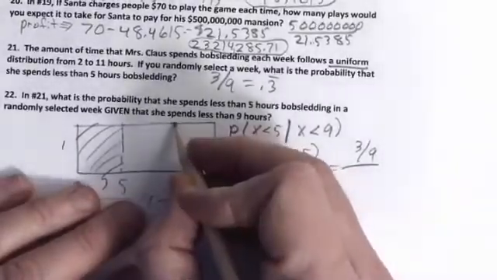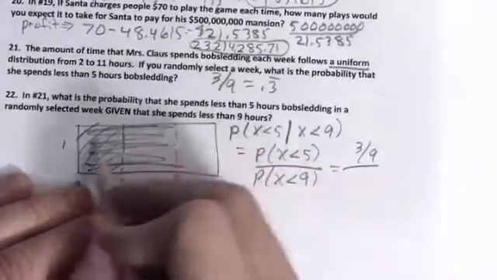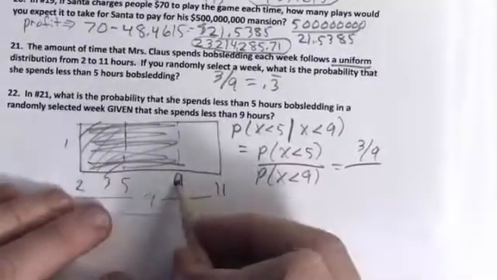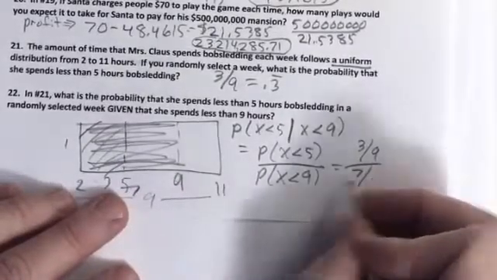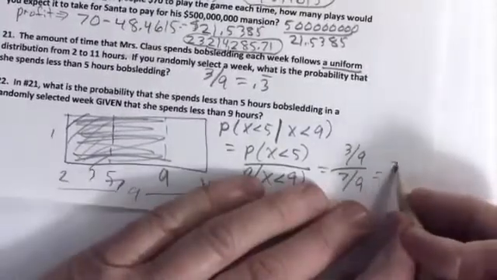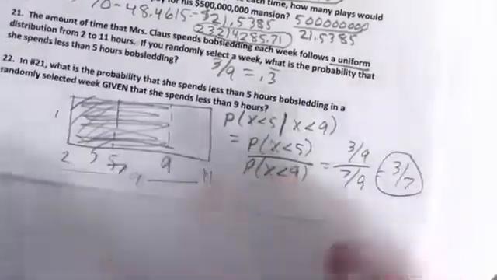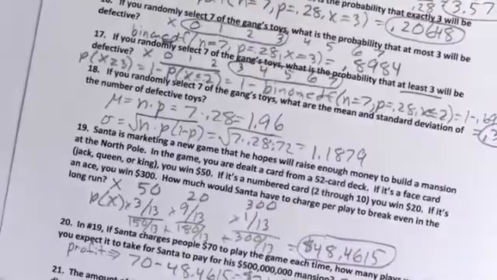Well, 9 is somewhere up here. Okay, so now our shaded region is that. And so to go from 2 to 9, that would be 7. And then the whole thing would be 9. And so that simplifies down to 3 7ths. And that is it. That is your review of chapter 6.